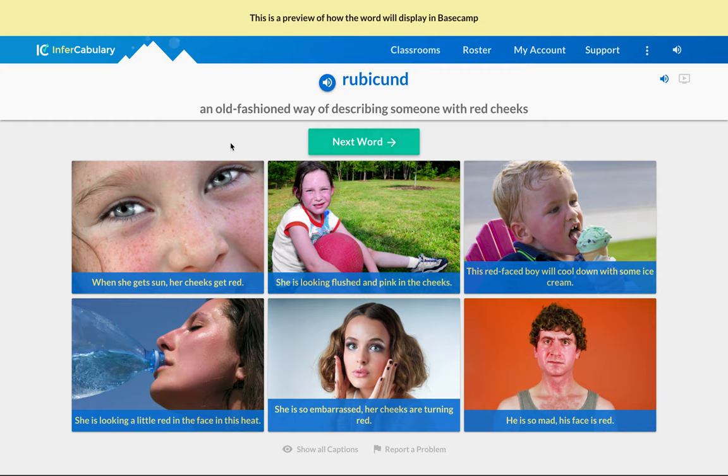Now remember, adjectives can go before a noun, or they can go after a linking verb. So her face was rubicund, or the rubicund girl was holding her ball. All right.